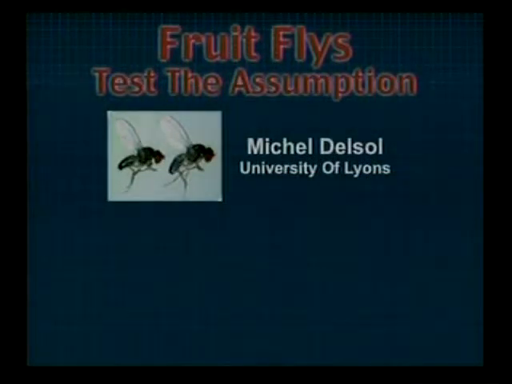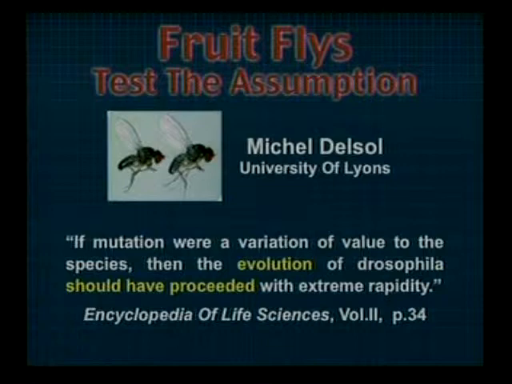Michael DeSalle is writing in the Encyclopedia of Life Sciences, talking about these fruit flies. He says, "If mutations were a variation of value to the species, then evolution of Drosophila, the fruit fly, should have proceeded with extreme rapidity." Because Drosophila, they really mutate. They've got one of the highest mutation rates of anything. And so if this is going to help, then boy, you really ought to have had some evolution here.